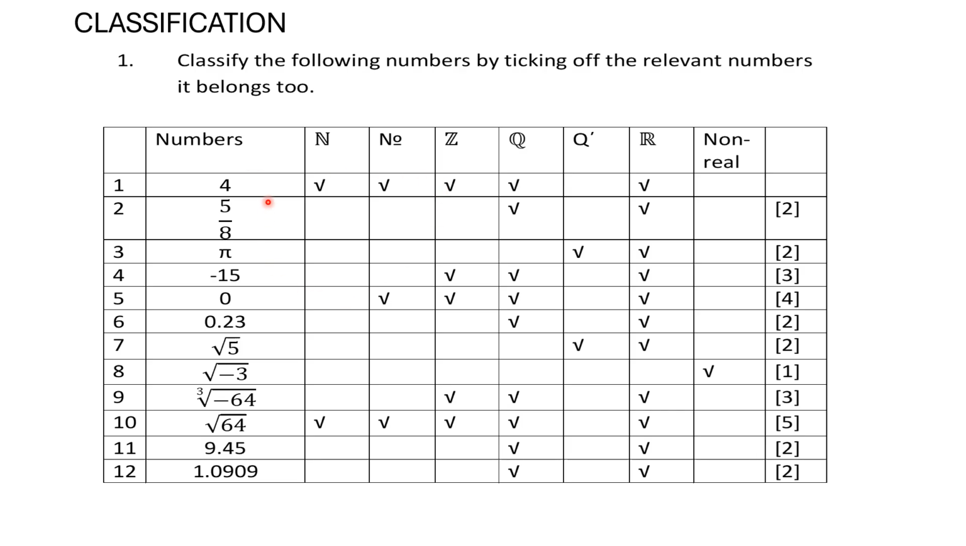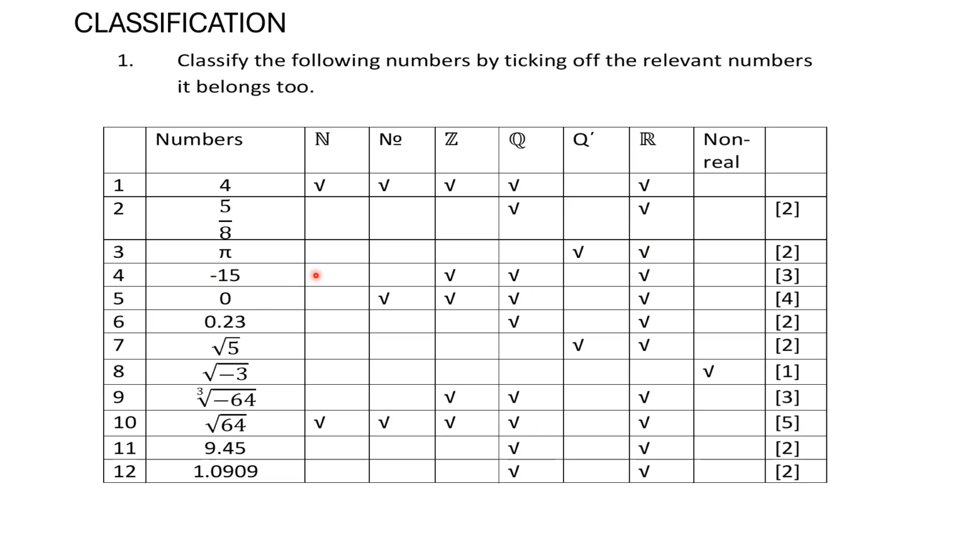If we say 5 over 8, right, it is a rational number, meaning it's written in the form a over b. It's not a natural number because it's a decimal. It's not a whole number. It's not an integer because it's a decimal. But in fact, it is a rational number and a real number. For pi we should know it is irrational, right? But it still forms part of the real number system.